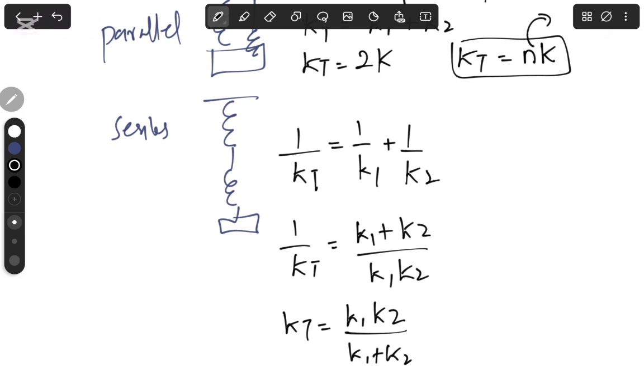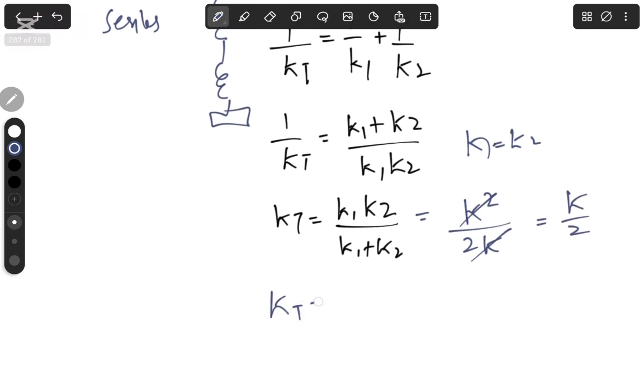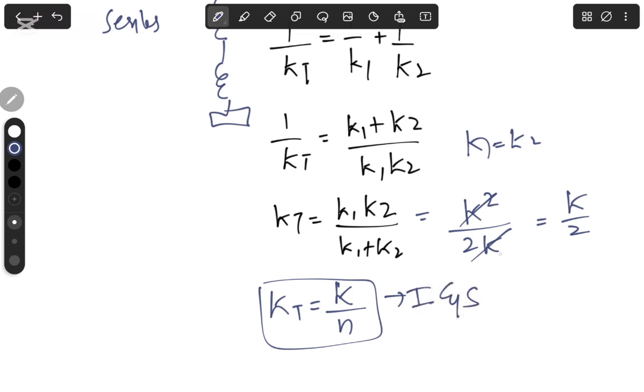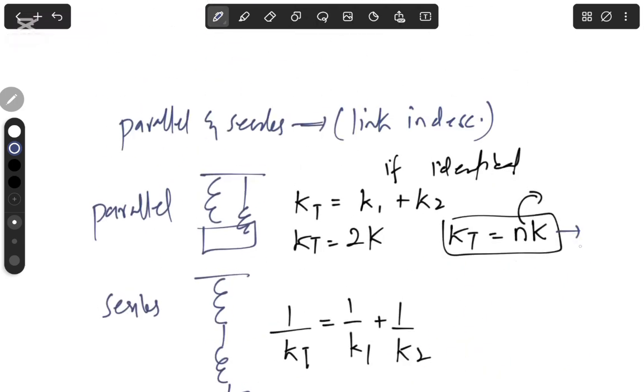So then what will happen is, if your K is the same, so K1 is equal to K2, the springs are identical, then you're going to get K squared over 2K. This K will cancel out with this, and you'll get K over 2. So we can say that K total, when your springs are identical and in series, is the spring constant of the individual springs divided by the number of springs N. So this is when your springs are identical and they're in series, and this is when your springs are identical and they're in parallel connection.